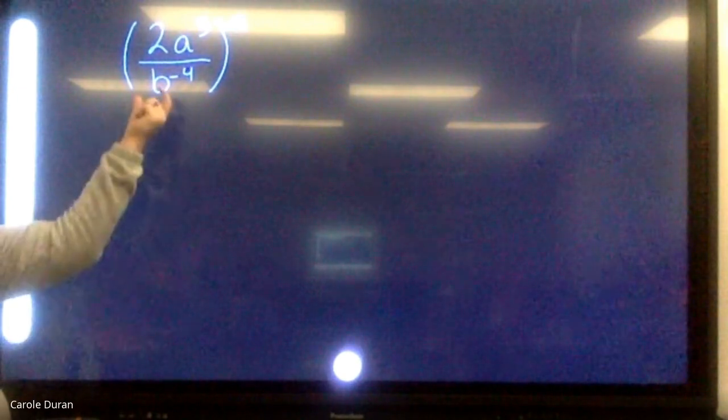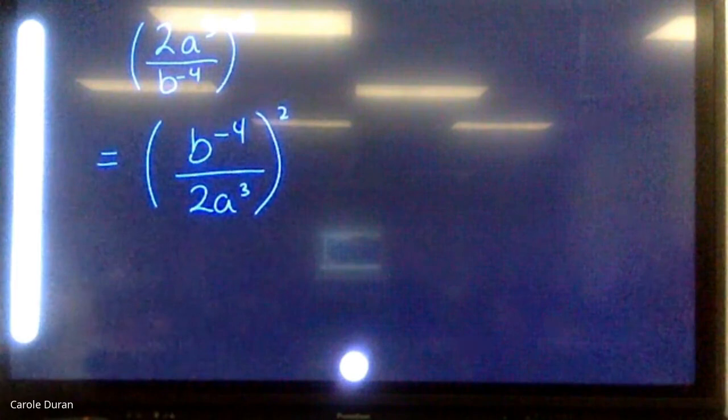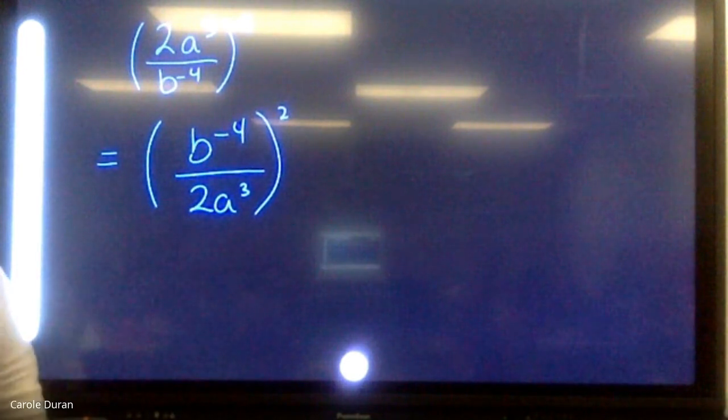So I know what to do if I have a negative on an individual term, but what happens if I'm taking the entire function to a negative power? To make it positive, we flip the entire function over. Everything in our denominator moves to our numerator, and everything from our numerator moves to our denominator. So this becomes b to the negative 4 over 2a cubed, all now to the positive 2 power, all because that was a negative.